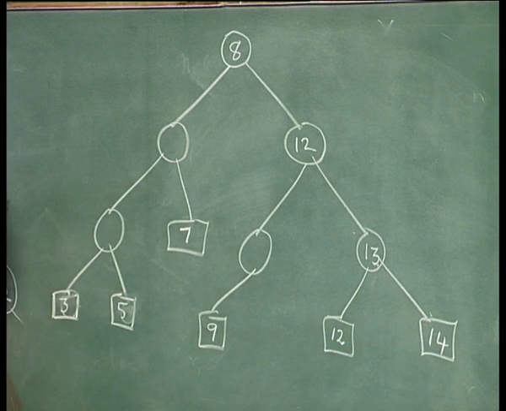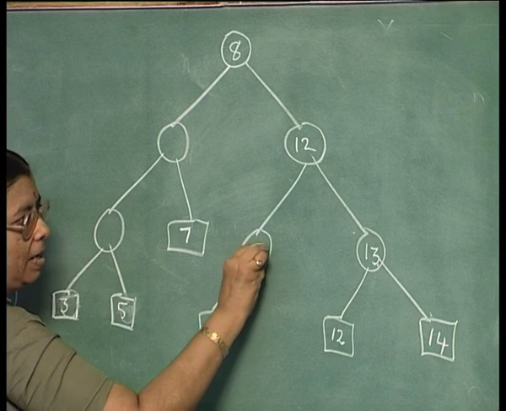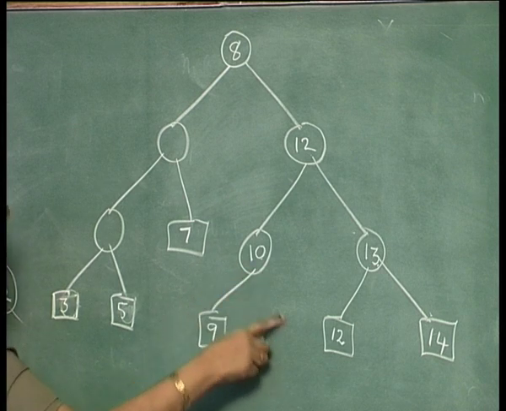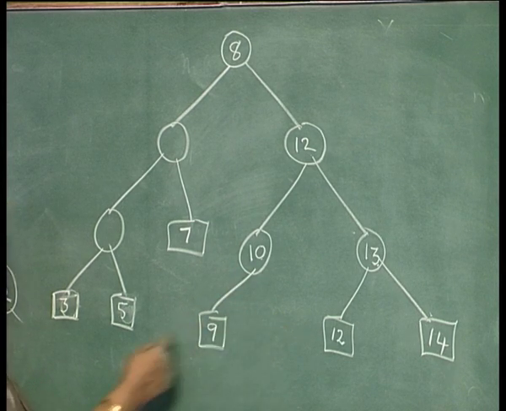And here you can have a value like, say, 10. This is a discriminator. All values less than 10 will be going to the left subtree. Greater than or equal to will go to the right subtree. There is no right subtree here. If you have a record, say 11, it will go here. 10 or 11, it will go here.